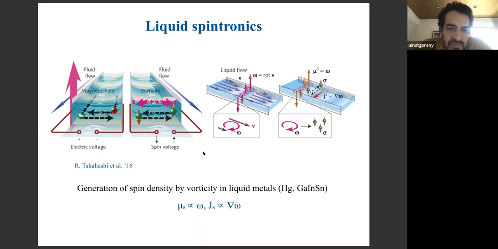This is only motivation for me, this experiment, but I think it's a very interesting realization of spin current and spin voltage across a pipe that contains flowing liquid metal. And so this is an experiment. This is an example from low energy physics where the spin transport is playing an important role.